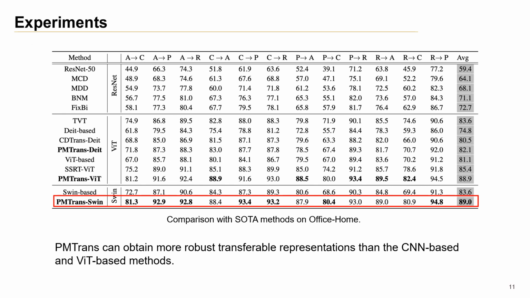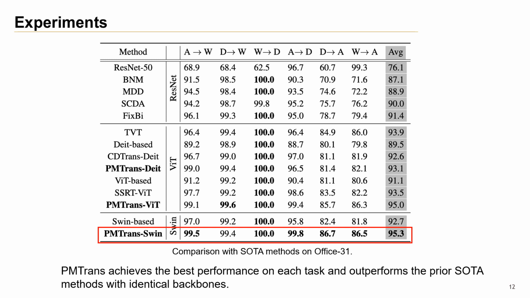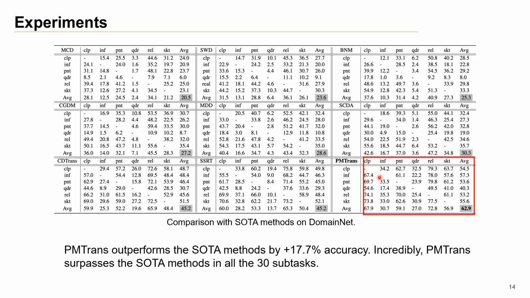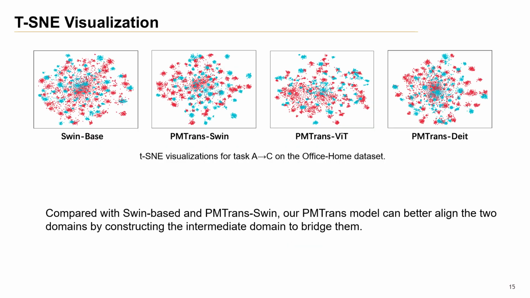We show some experimental results on four datasets to demonstrate the effectiveness of our proposed PM-Trans. PM-Trans can get more robust transferable representations than the CNN-based and ViT-based methods. On the Office-31 dataset, PM-Trans achieves the best performance on each task, and outperforms the peer SOTA methods with the same backbones. On the VisDA dataset, PM-Trans also surpasses the SOTA methods on several subcategories. On the most challenging DomainNet dataset, PM-Trans outperforms the SOTA methods in all the 30 subtasks.